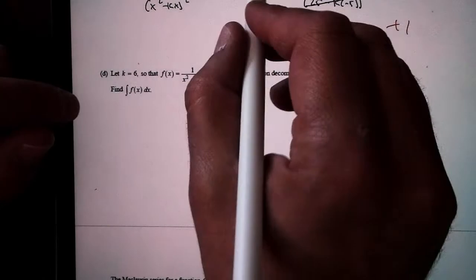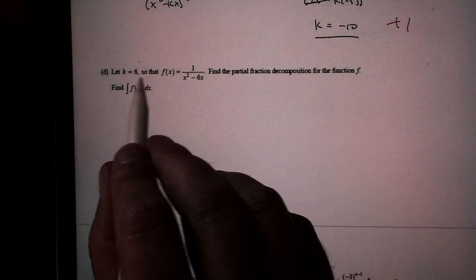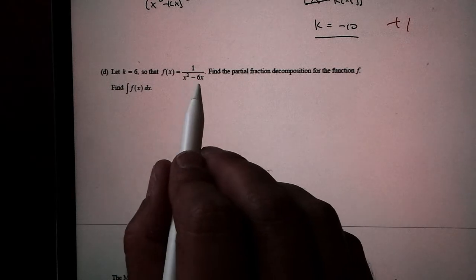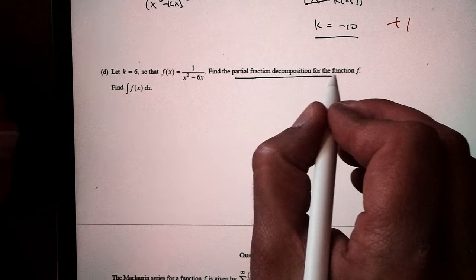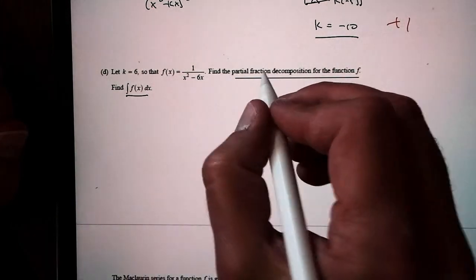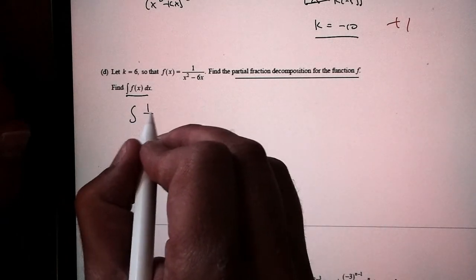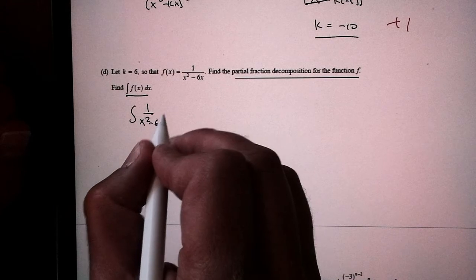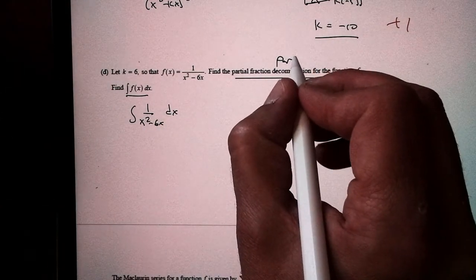All right, now here's where the bulk of our points come from. Part D. Okay, this is going to be fun. Let k equal 6 so that f of x equals 1 over x squared minus 6x. Find the partial fraction decomposition for the function f, and then find the integral of f of x. So they want the partial decomposition. So basically we want to integrate 1 over x squared minus 6x dx. This is partial fractions. That's what that is.